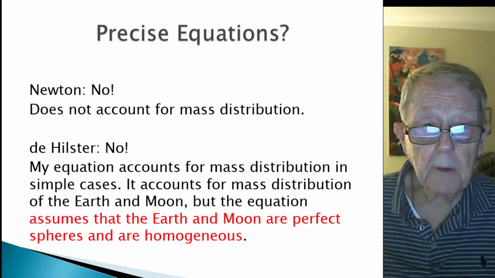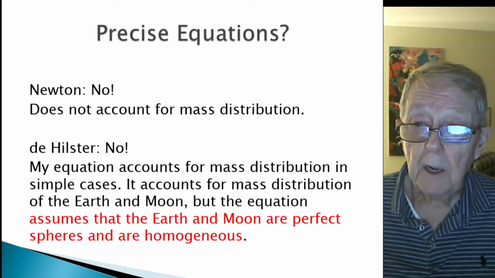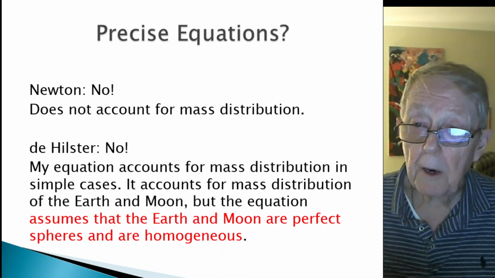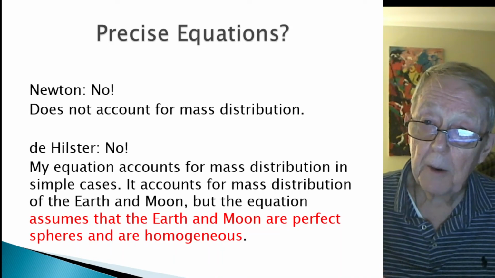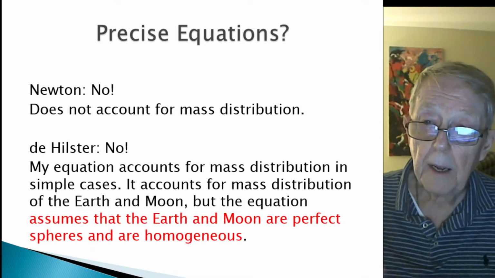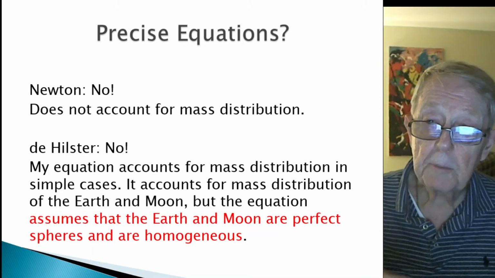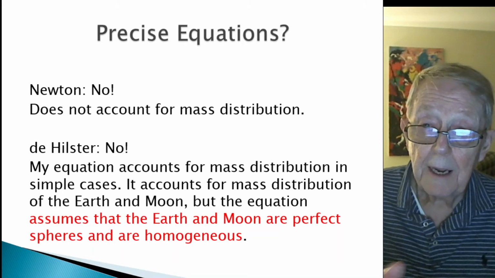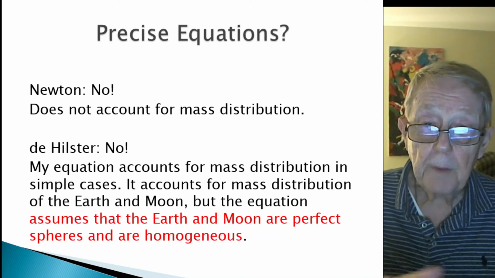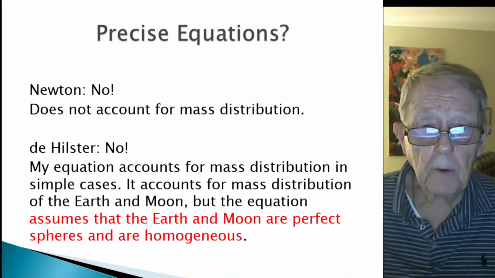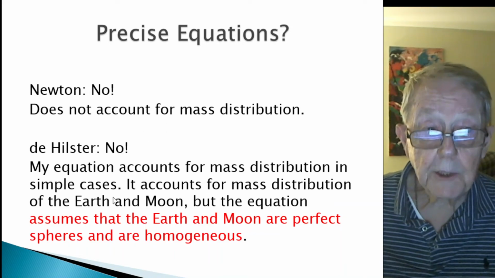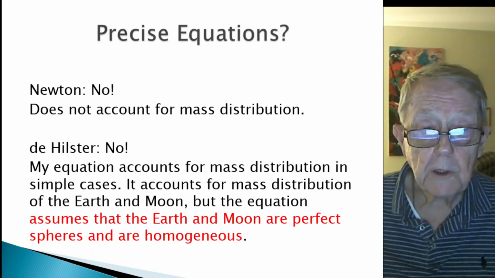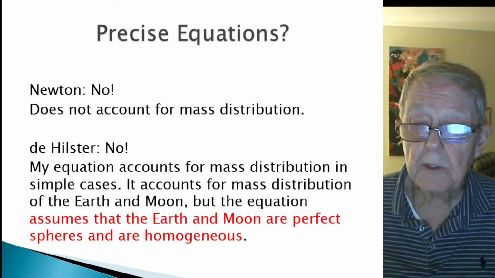Let's face it. My equation accounts for mass distribution because when I calculate the loss as the G1 particle goes through various parts, I have to calculate the amount of mass it's passing through, and assign it a loss based on that mass. And I eventually account for the mass of the whole thing, of that experiment, and how it's distributed. And so it does account for it. It accounts for the mass distribution of the Earth and the Moon, for example, if I were to apply it to that. But the equation assumes that the Earth and Moon are perfect spheres and homogeneous.